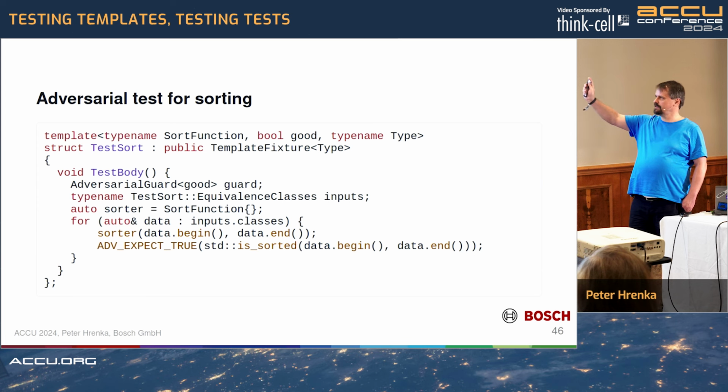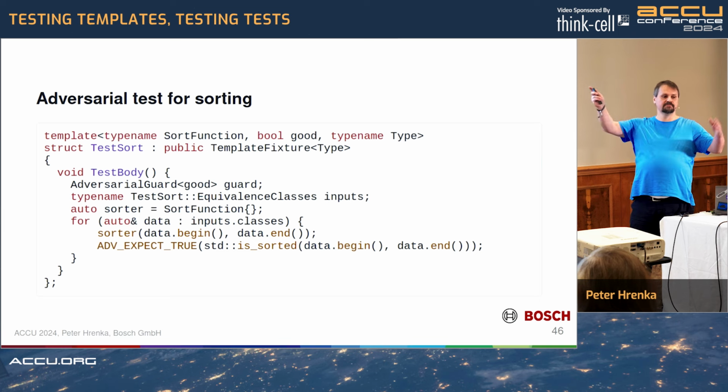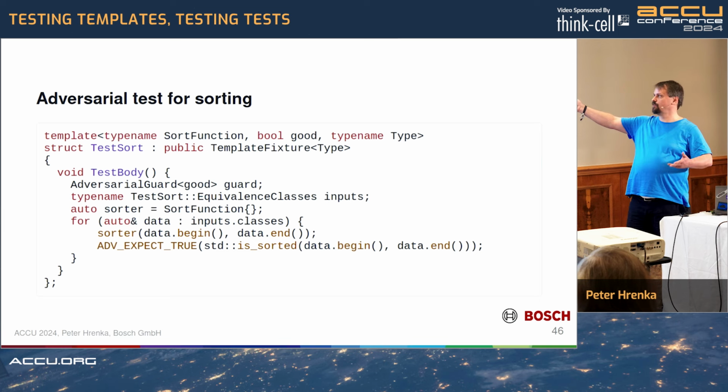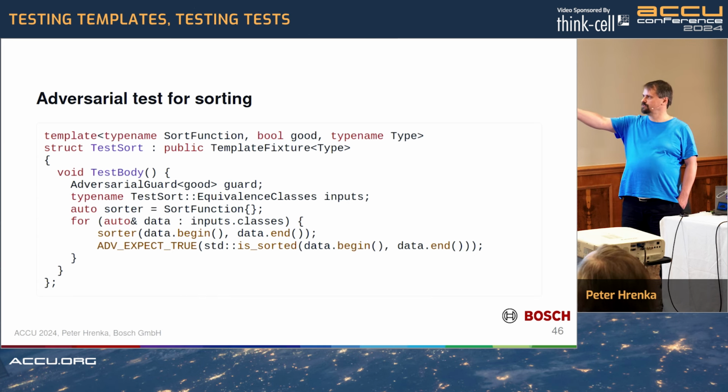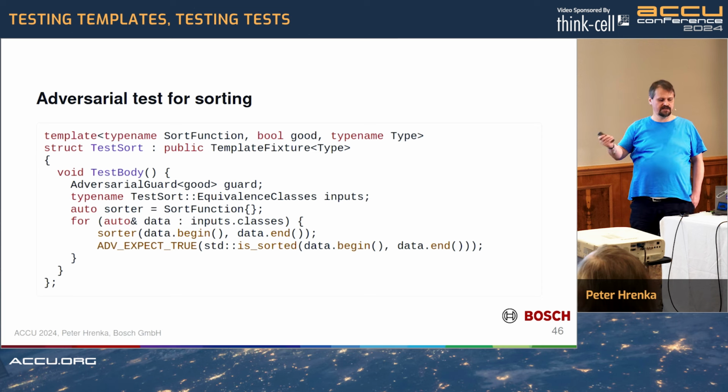We use our equivalence classes from above. We have to instantiate the sorter, and we go over all the equivalence classes and say, okay, is it sorted? And if it is, it's cool, right? So not a big change. We just have to add this guard, add this different macro. Okay, seems feasible.